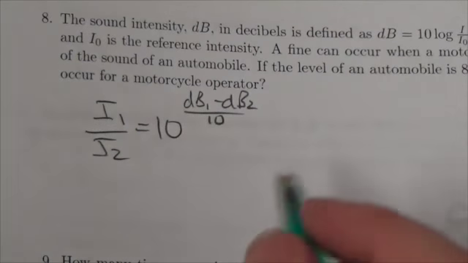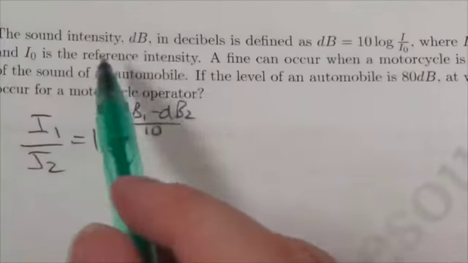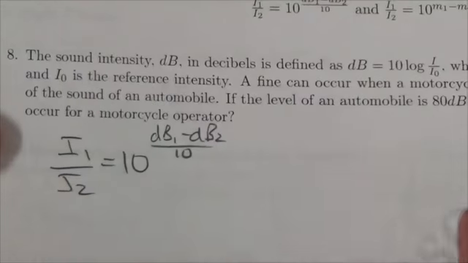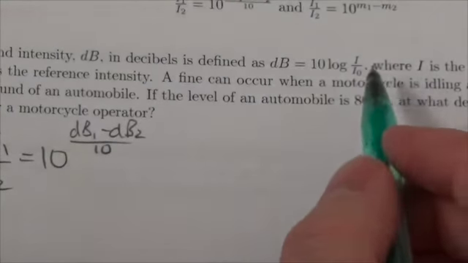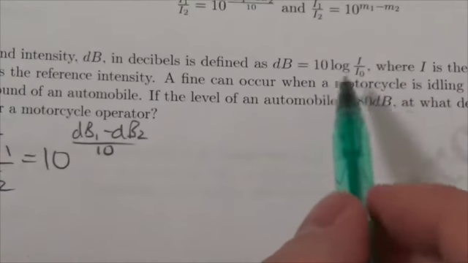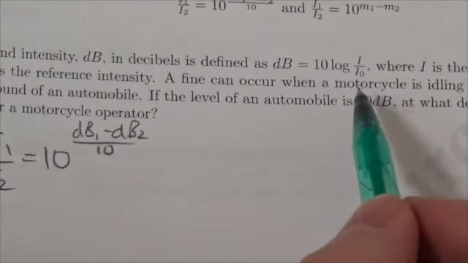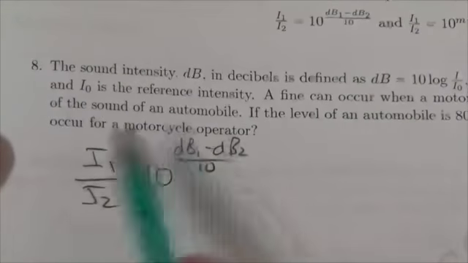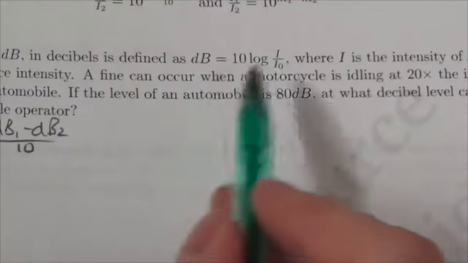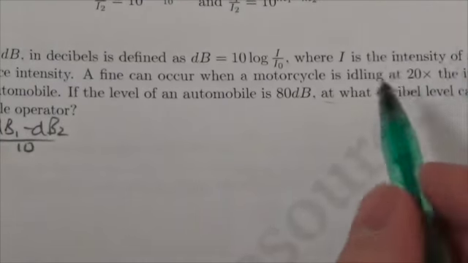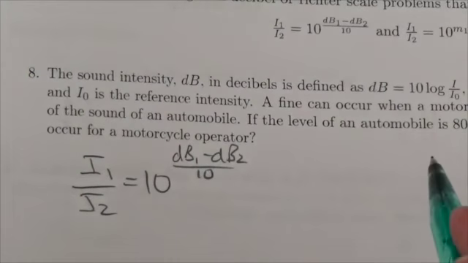Okay? So now let's just take a quick look at this problem here. It says the sound intensity in decibels is defined as, and they give you this equation right here. And you know what? If you were to isolate for I and then compare the two equations, you are going to get this. So this is just a very sideways way of giving you that equation there, where I is the intensity of the sound and I naught is the reference intensity.